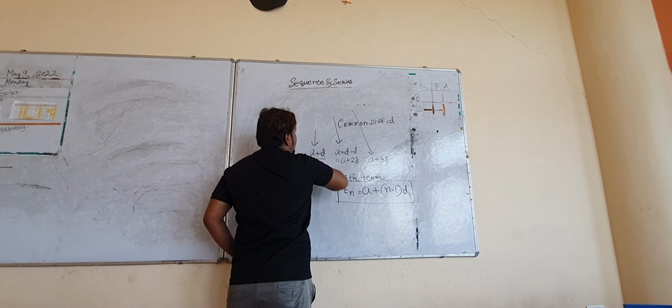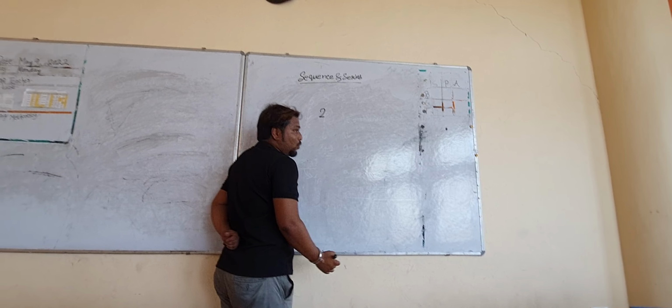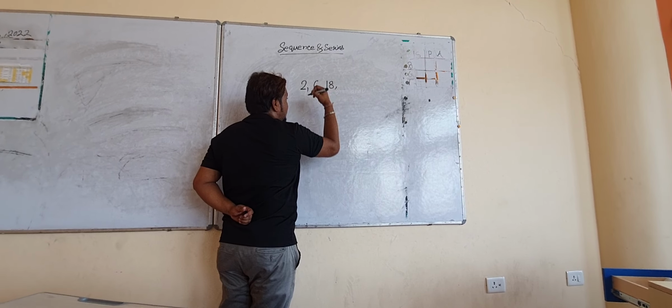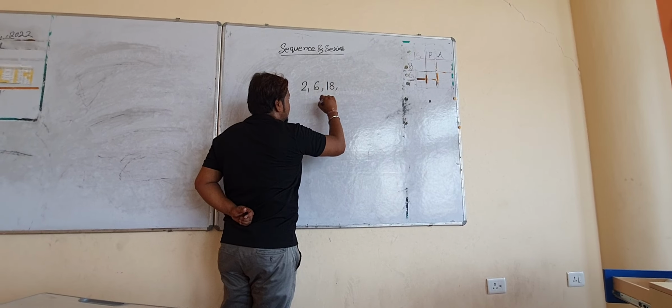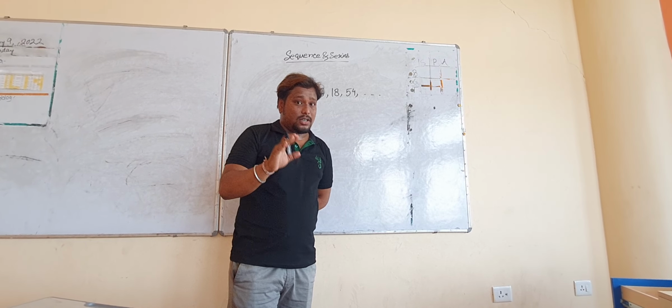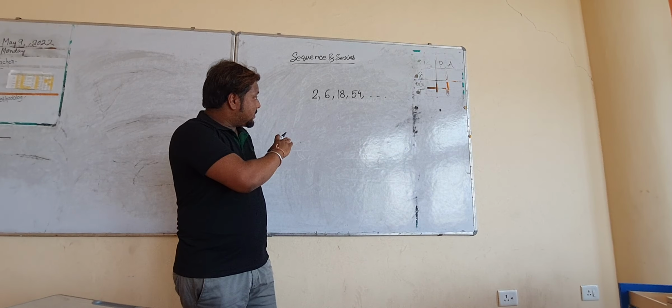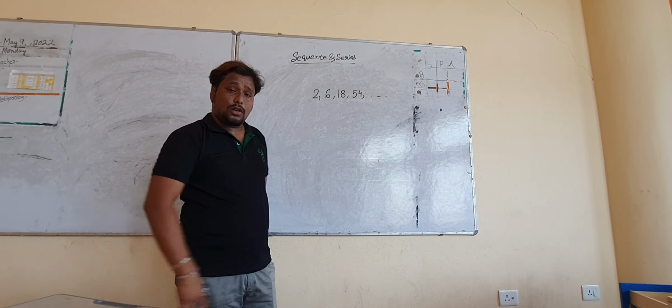You can see, suppose I am writing a term 2, the next term 6, then the next term 18, then the next term 54. Now, is it looking like the same progression, the same pattern which was followed in the previous question? No.